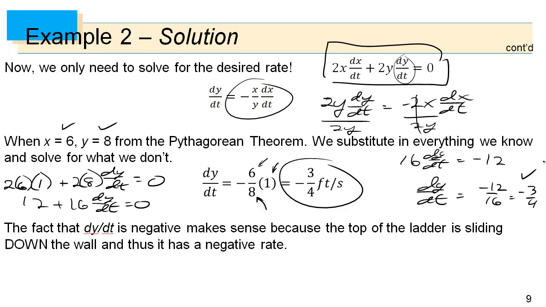Okay, does it make sense to have a negative? That the rate of change of y with respect to time is negative 3/4 feet per second? Well, of course that makes sense because the ladder is sliding down the wall, and therefore it's going to have a negative rate. When we're talking about rates of change, direction does matter.